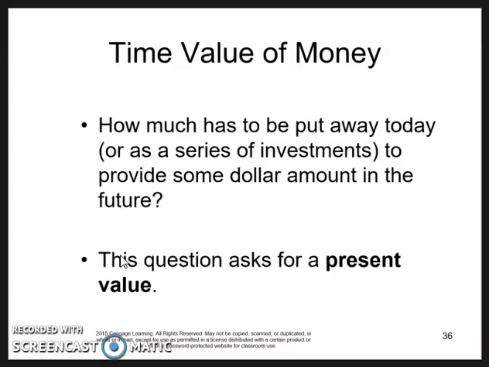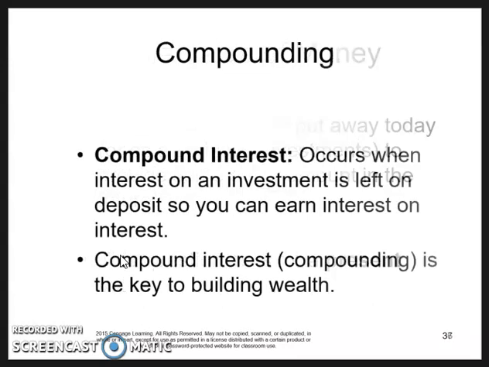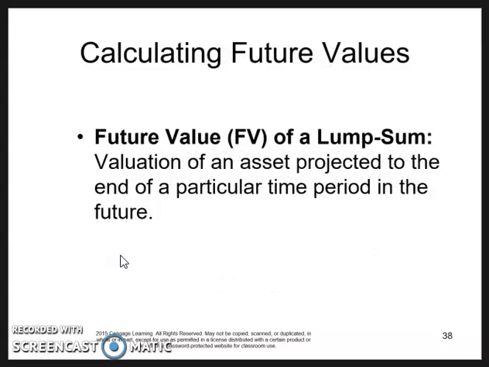In the beginning here, we're going to do two types of future values. So, compounding, compound interest, occurs when you leave interest in an account and it earns additional interest. So interest on interest. Compound interest is the key to building wealth, and we'll see this in some examples coming up. Future value of a lump sum is the value of an asset projected at the end of some period of time.